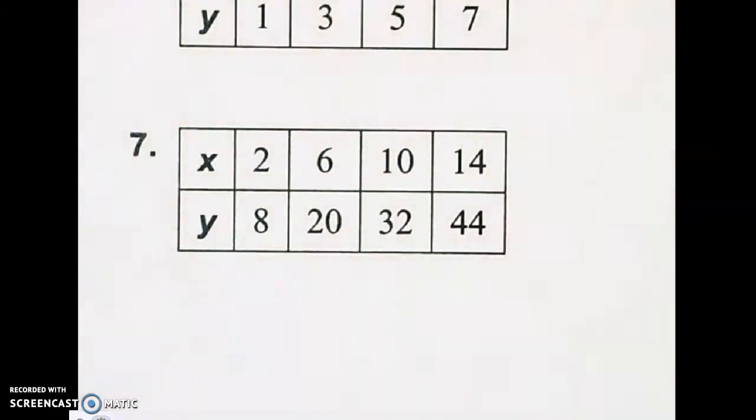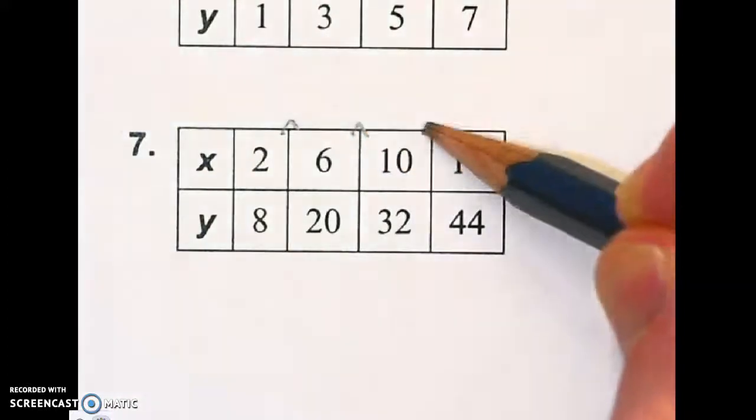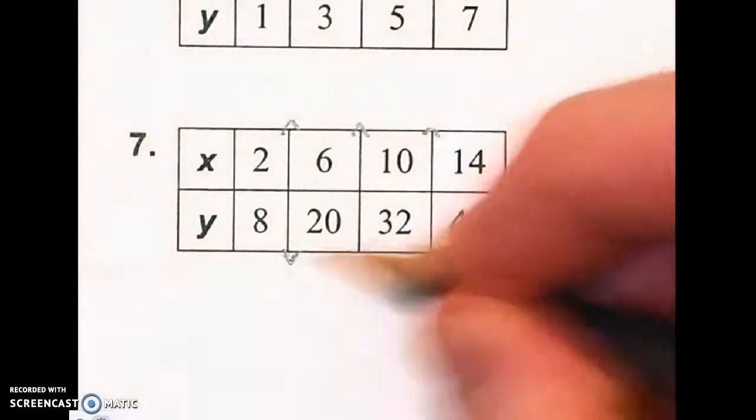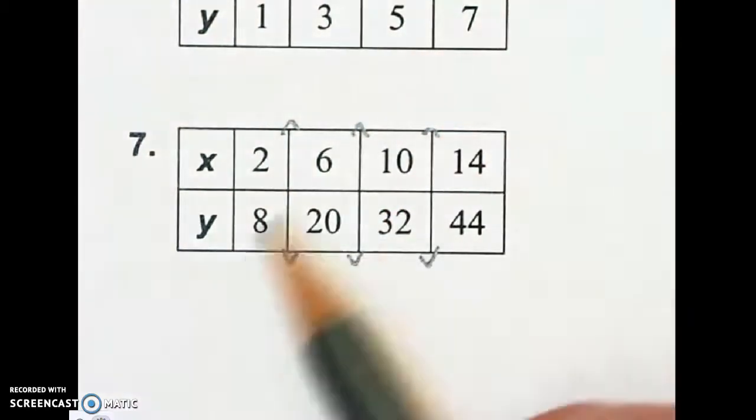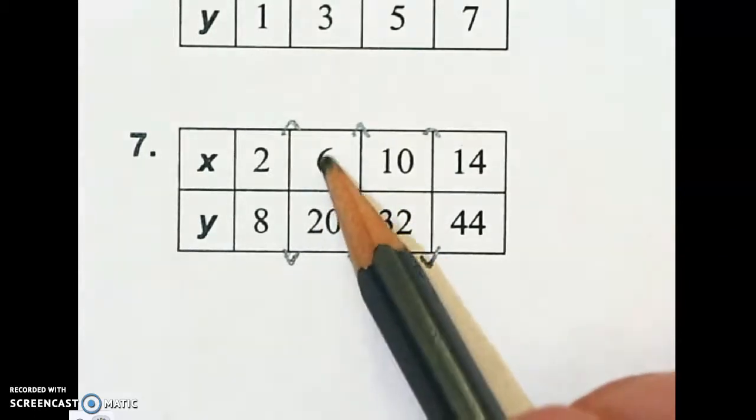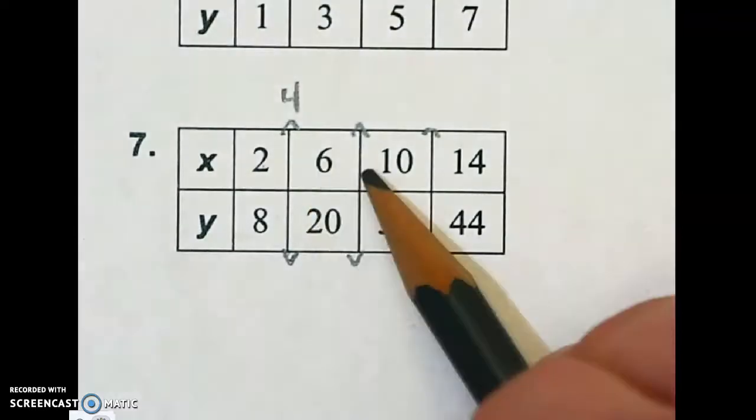If you have a table, the first thing I would do is find out these differences. That's going to reveal a lot of stuff for you as you're trying to figure this out. If you can't figure out how much this is going by, just take the bigger one and subtract the smaller one. There's a change of 4. It keeps going up each time by 4.